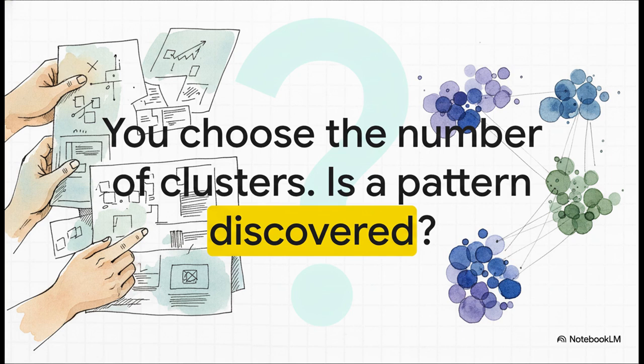But this leaves us with one last, really interesting thought to chew on. The algorithm is the one that finds the groups, but we were the ones who told it to look for 3 groups in the first place. So here's the question. Did we actually discover a pattern that was already there? Or did we kind of create it just by asking the question that we did? It's something to think about.